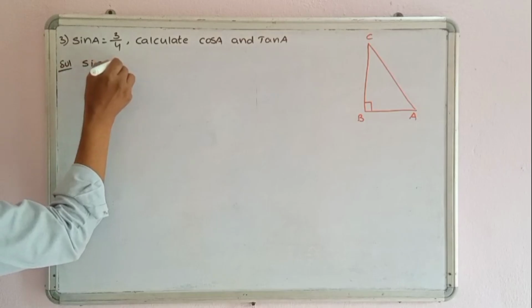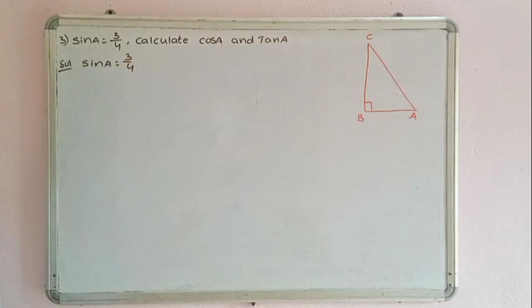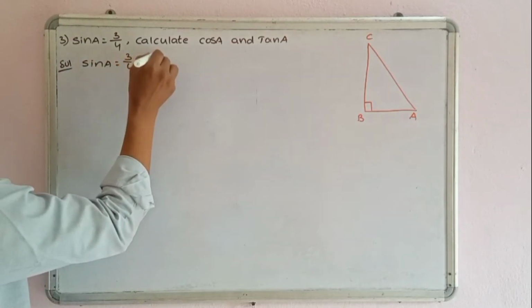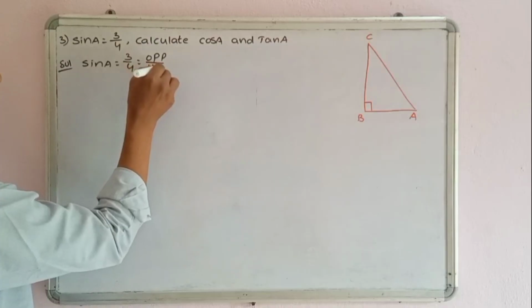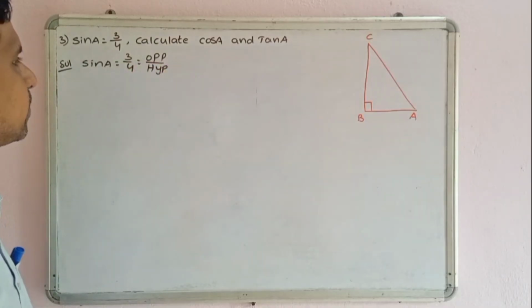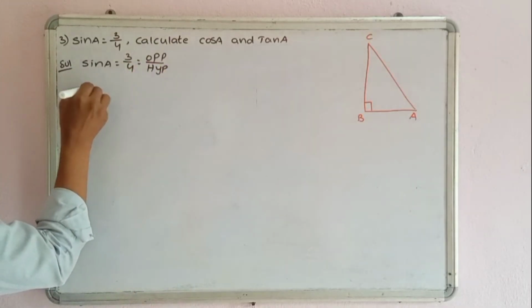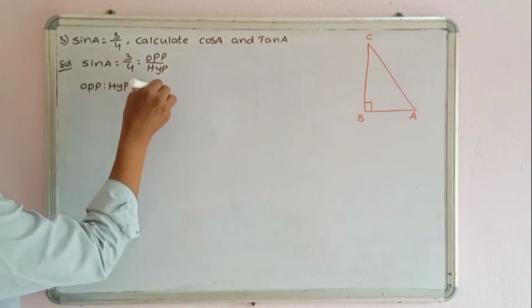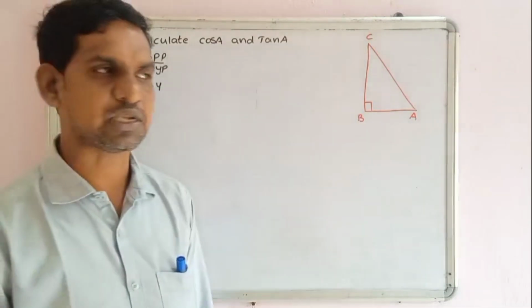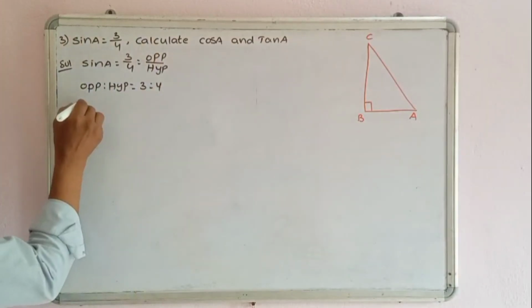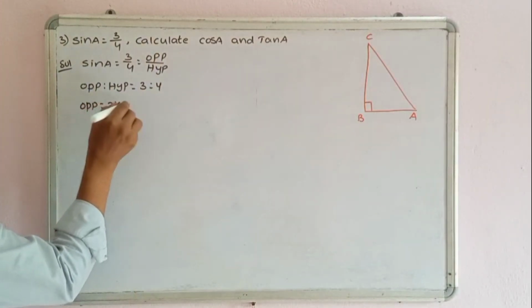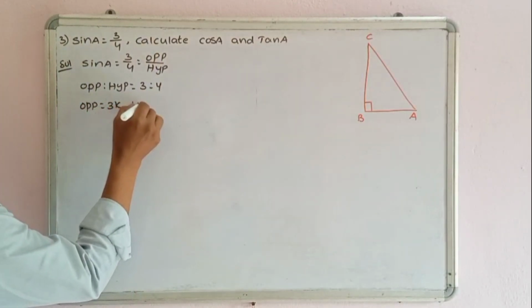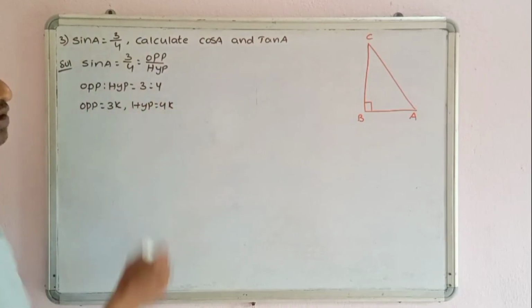Sin A equals 3 by 4. Sin means what? Side opposite to A over hypotenuse. Therefore, opposite is to hypotenuse equals 3 is to 4. Now, opposite side equals 3k, where k is a constant. Hypotenuse equals 4k, where k is a constant.